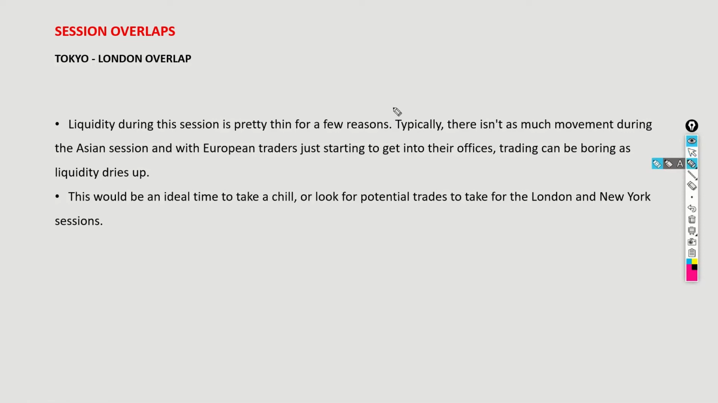So we are going to look at session overlaps. We want to start with the Tokyo London overlap. Liquidity during the session is pretty thin for a few reasons. Typically, there isn't much movement during the Asian session, and the European traders are just starting to get into their offices. Trading can be boring as liquidity dries up. This would be an ideal time to take a chill, look for potential trades to take for the London and New York sessions.